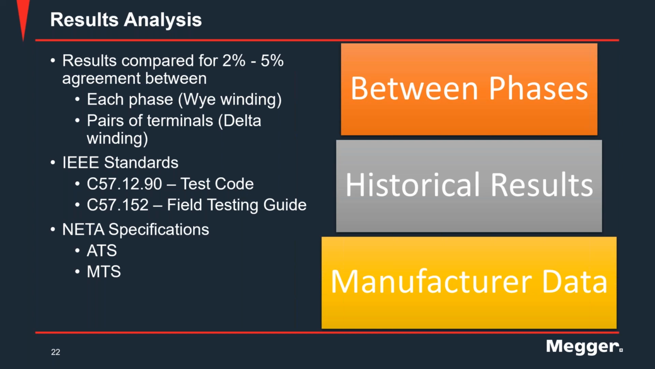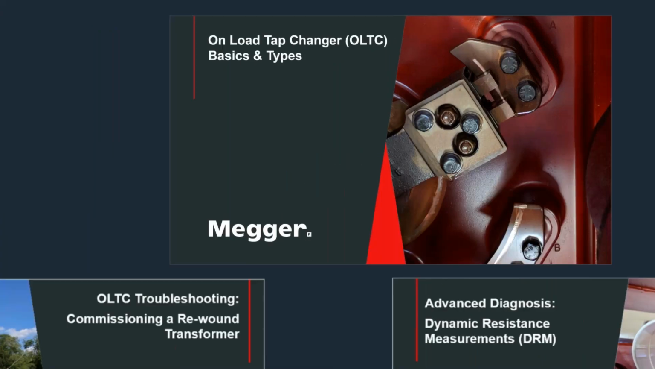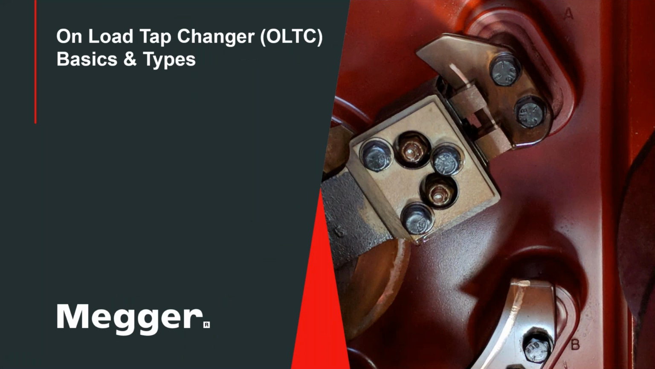So from there, let's take a quick look at on-load tap changers. One thing I would like to mention here, and these are the basics of on-load tap changers, or OLTCs, is that the intent of using tap changers is to regulate the output voltage of the transformer such that the load requirements are met. Operation of tap changers involves changing the turns ratio of the transformer to achieve the proper voltage magnitudes without interrupting load current.